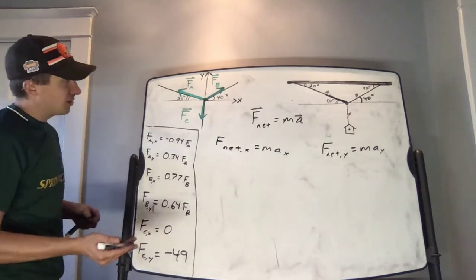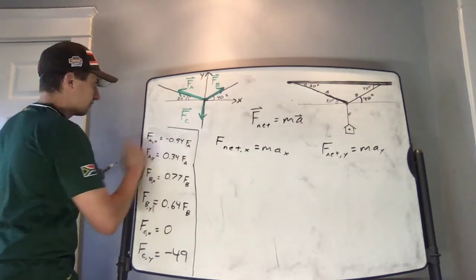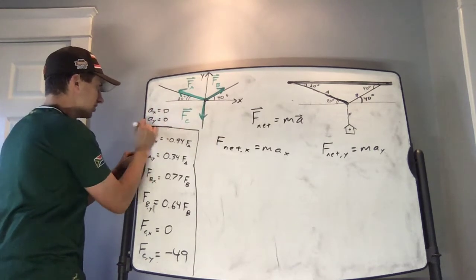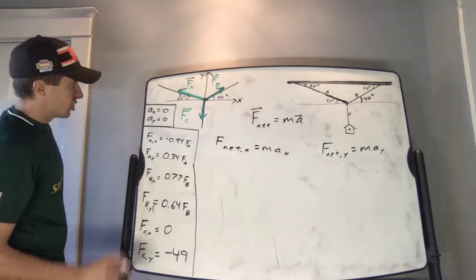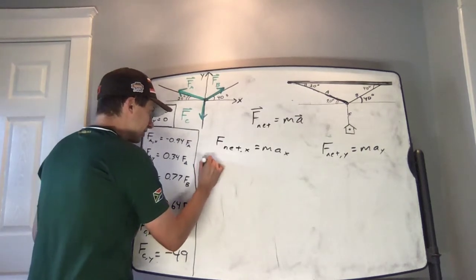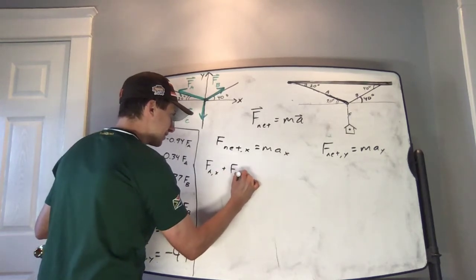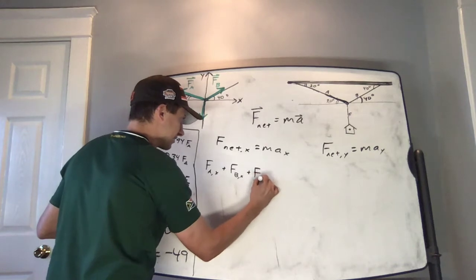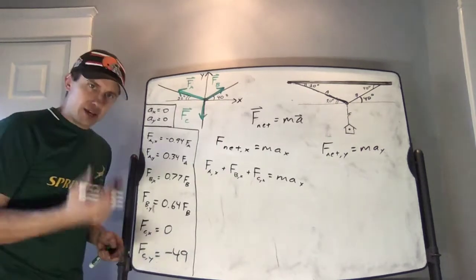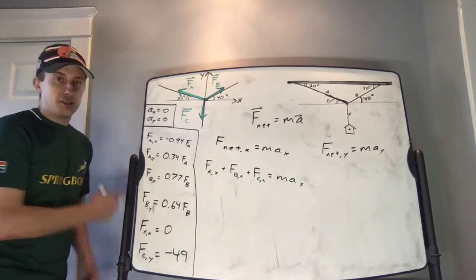Now, from this problem, nothing is accelerating, so I could also add on to these pieces of information that AX is equal to 0 and AY is equal to 0 in this problem. So for the very first equation here, F net x is FAX plus FBX plus FCX equals MAX. I am being very general right now. F net is all the forces. 0 is an allowed value.